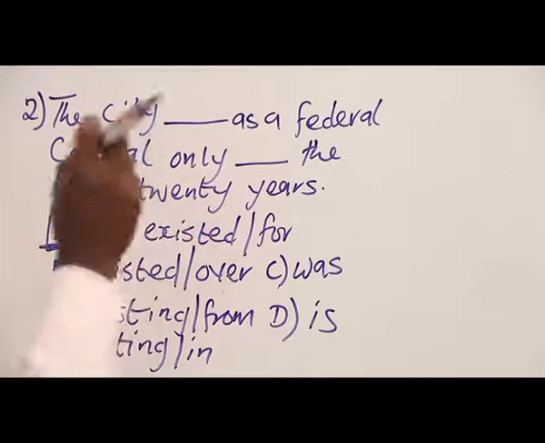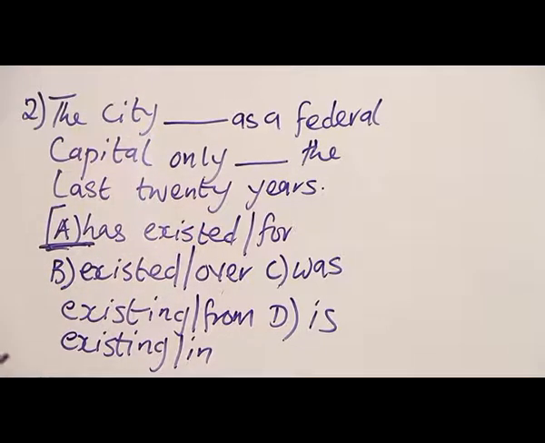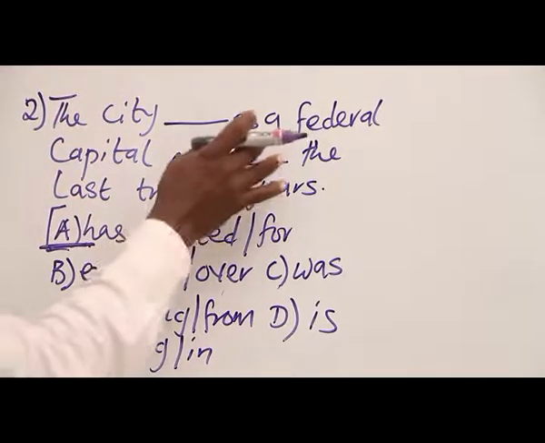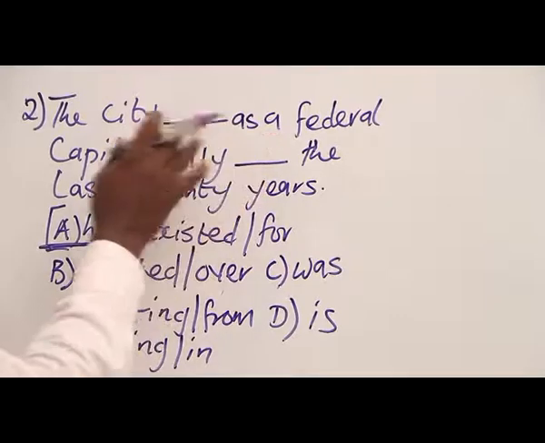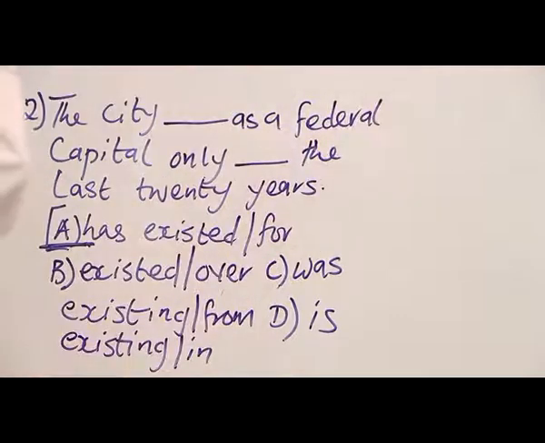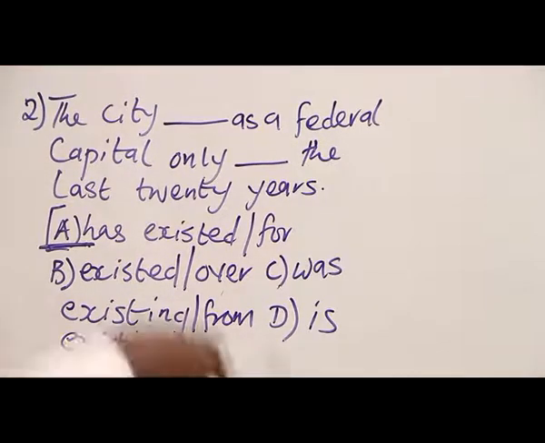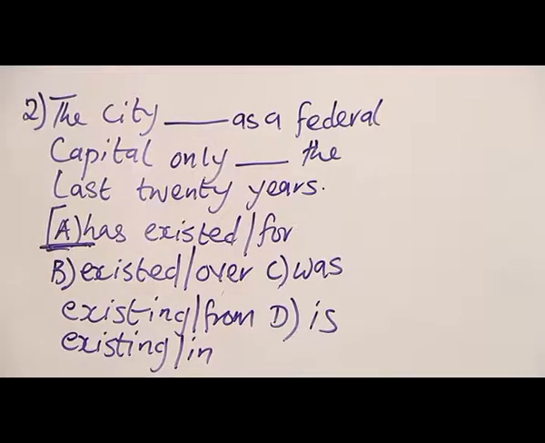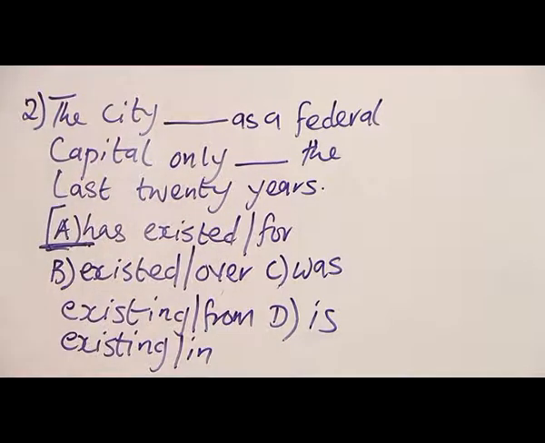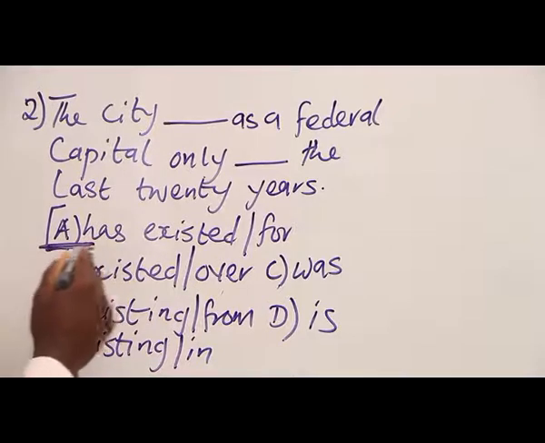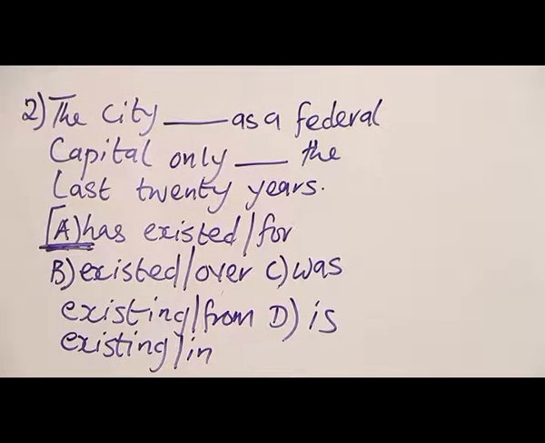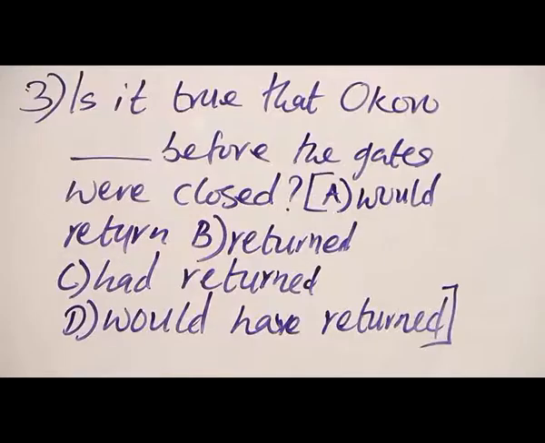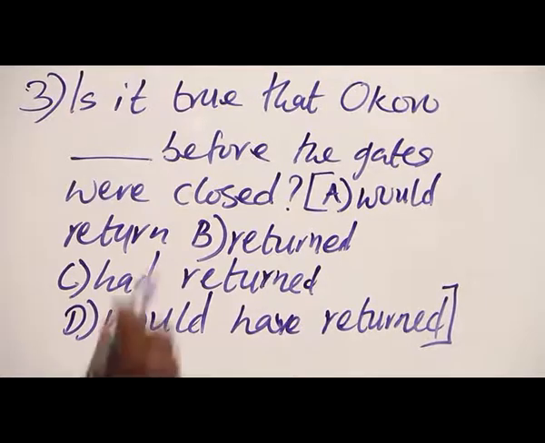Remember that this is a tense that is used to show an action that started in the past, but its effect is still in the present, which captures the meaning that we have here. The city started existing as a federal capital in the past, but is still a federal capital as at the moment of speech. So you can see the connection from the past to the present. So our answer here for question number 2 is A, has existed as a federal capital only for the last 20 years. Question 3.